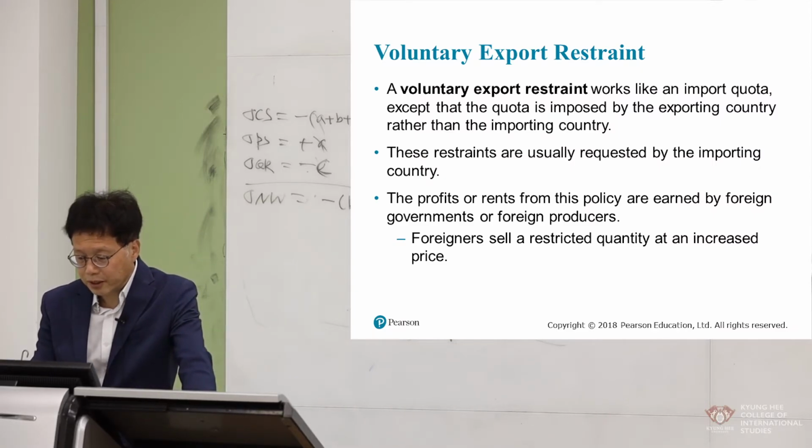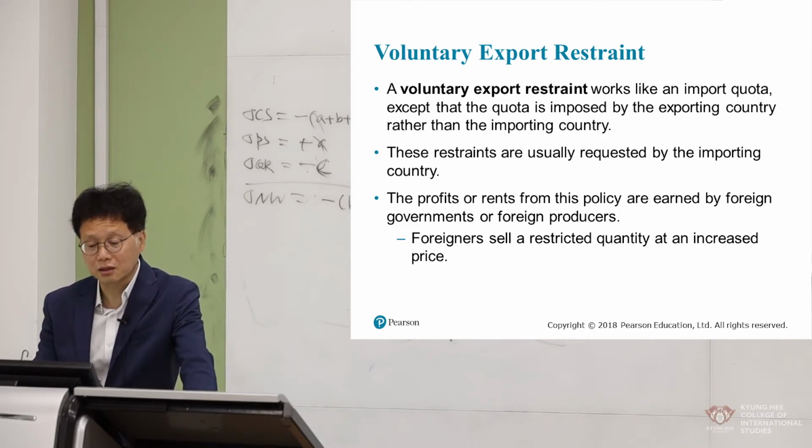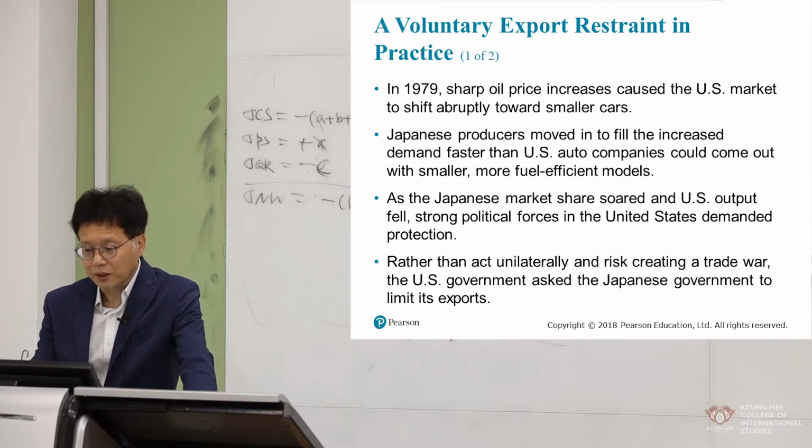The profit or rents from this policy are earned by foreign governments or foreign producers, foreign exporters, foreigners, at a restricted quantity at an increased price. That is a result of VER, isn't it? Right? A voluntary export restraint in practice.